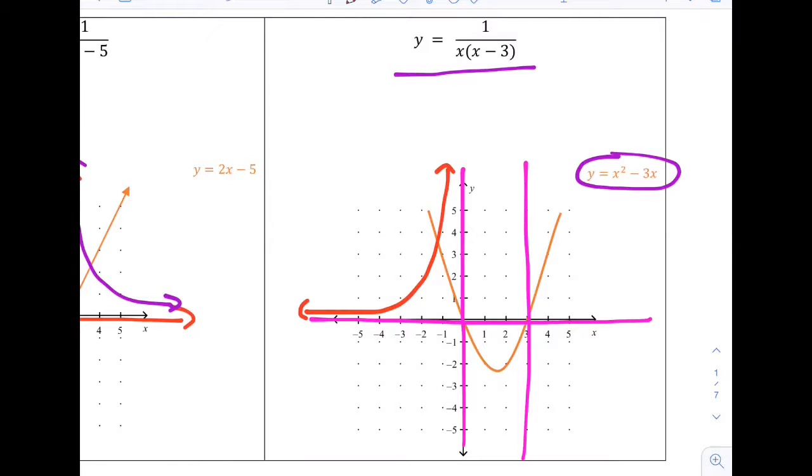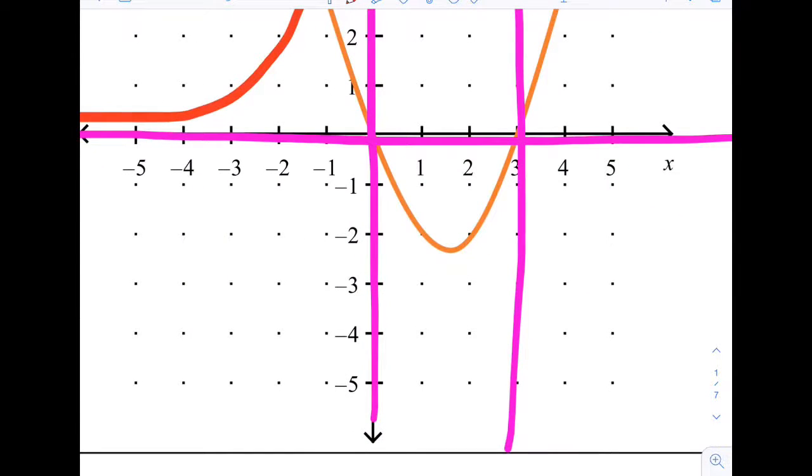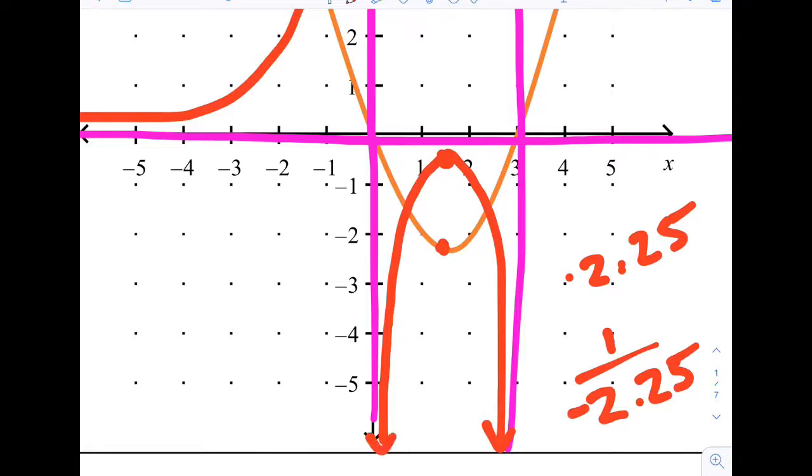If my graph is in the middle here, we know that it has a minimum, which looks to be somewhere around negative 2.25. So its reciprocal would be 1 over negative 2.25, which is just about half almost. So put it about half. So I know my graph must come up, touch here, and come down. It's got to be in the same section of the graph, so that's why it's going to be on the bottom.